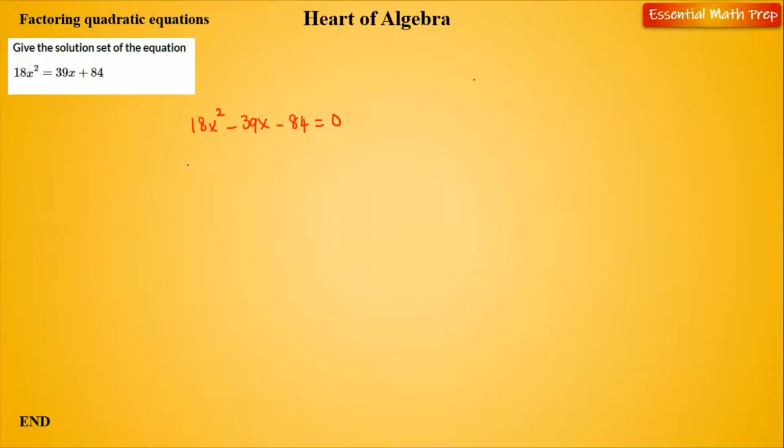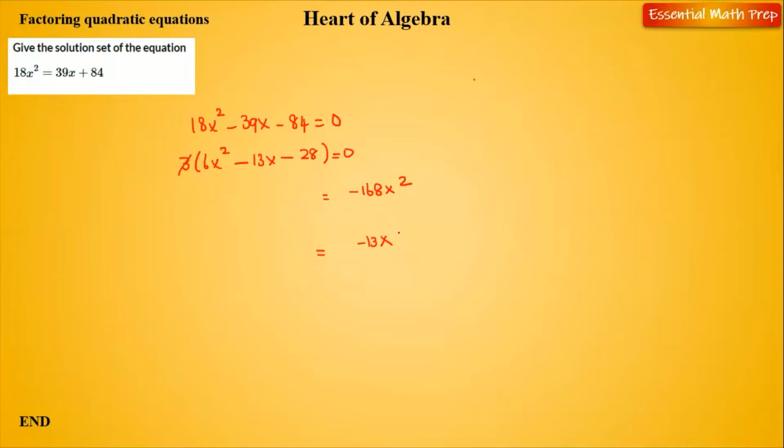So if you take 3 as a common factor, then you get 6x squared minus 13x minus 28, okay, equals 0. Okay, 3 is irrelevant. We'll just focus on this. So 28 times 6 is 168, okay? We want negative 168x squared. At the same time, we also want negative 13x. So how could we get 168 and also get 13?